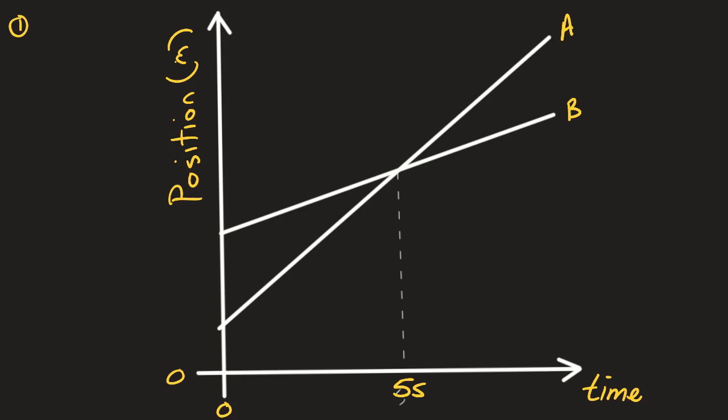In order to understand that, I'm going to look at time 0, which is these two places. They represent where the object was at time 0. Which object is farther away from the origin at time 0? B. That's why B has a head start. It's farther away from the origin.